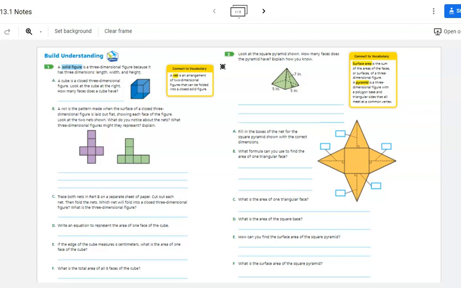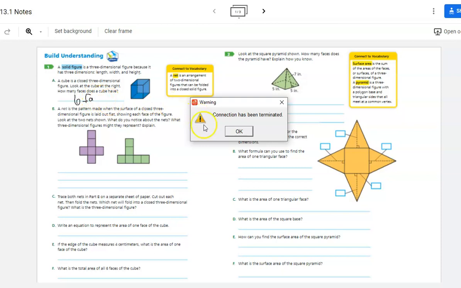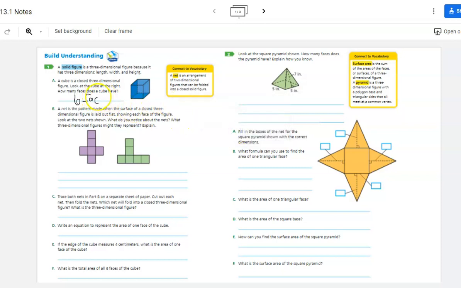Let's look at A. A cube is a closed three-dimensional figure. Look at the cube at the right. How many faces does a cube have? So a face is a flat surface. So 1, 2, 3, 4, 5, and 6. So we have 6 faces here, because there's 4 sides and top and bottom.